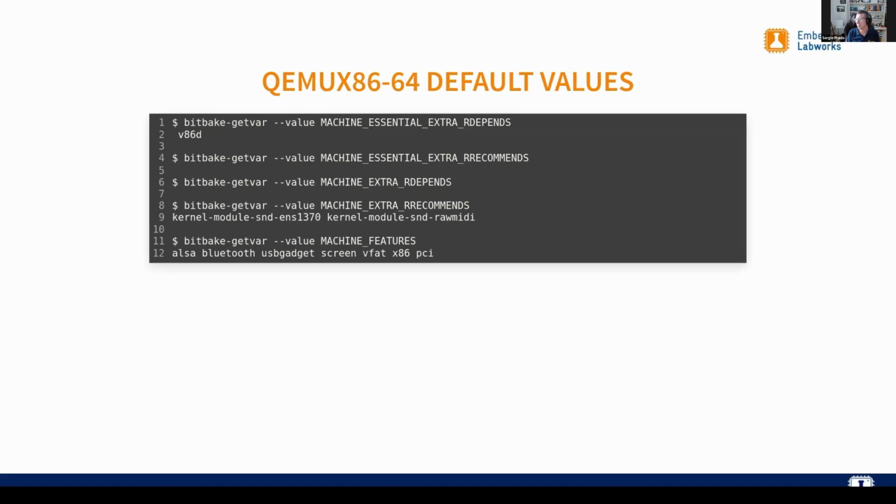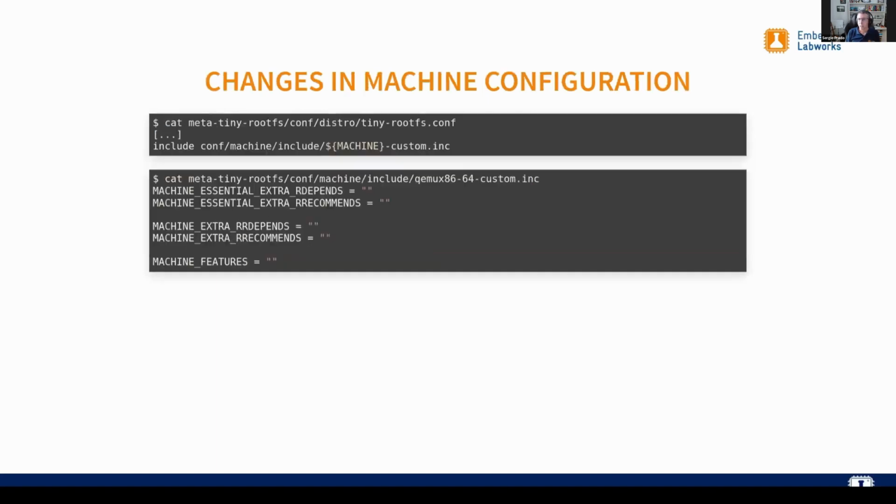Here is the current value for QEMU, right? That's the machine that I'm using here in the tests. I can see that it is installing this v86d package. There are no recommends, no depends, a few kernel modules there, and a few machine features. What I want to do is overwrite all of this, right? So let's remove everything. I don't want it. I just want a small system that boots into a terminal. So let's see how it goes.